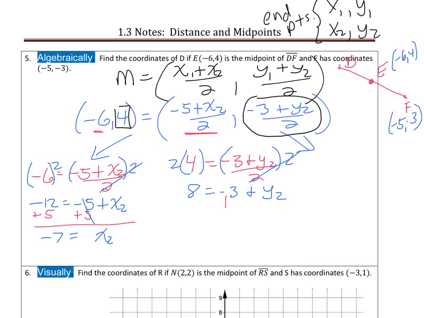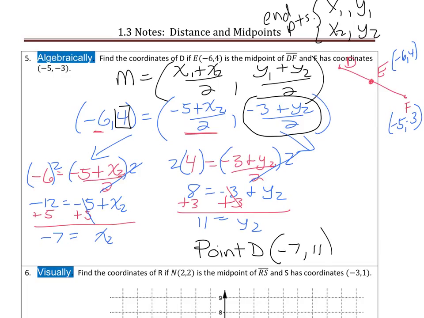And I'm going to add 3 to both sides. Again, just isolating that variable. And I have 11. So after all of that work, what did we end up with? Well, we ended up with a location for that other endpoint, point D. And point D's location is at -7, 11.